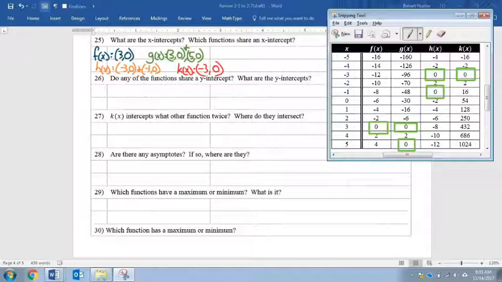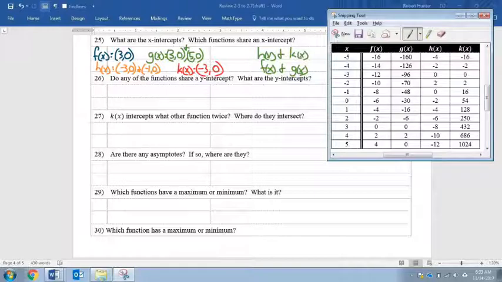Alright, and say which ones share an x-intercept. You can either look at the chart, the things you just wrote down, or you can say, well, h and k share one, and f and g share one. So h of x and k of x, and f of x and g of x share which column? X-intercepts.